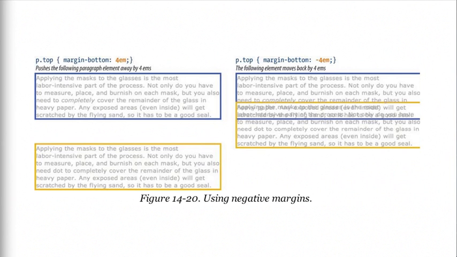This example from the book shows negative margin being used to overlap paragraph text, while positive margin causes the paragraphs to separate. Negative margin causes them to move closer and ultimately to overlap.